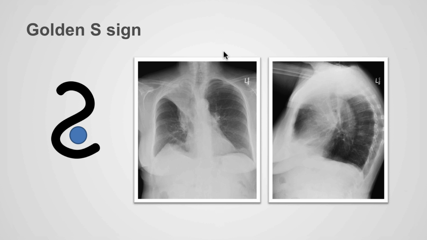This is called the golden S sign, and this occurs when there is a central mass causing obstruction, and the obstructed lung is trying to pull the fissure upwards, but the fissure is being held down by the mass within the hilar region. And this results in this reversed S shape of the edge of the collapse in combination with the edge of the mass.